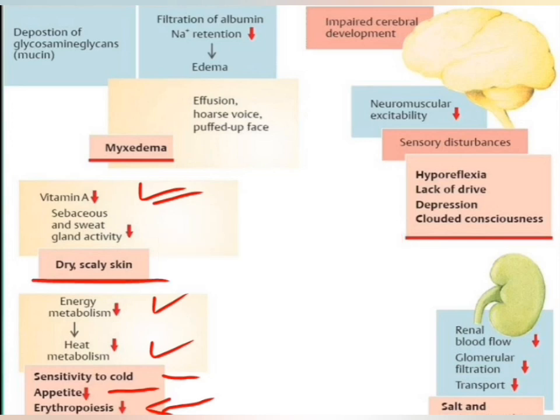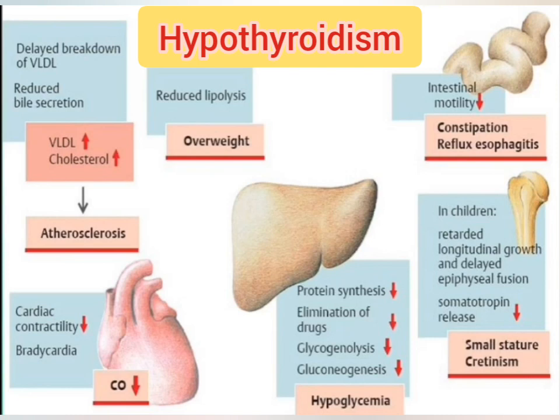dry and scaly skin. And due to this decreased metabolism, there is delayed breakdown of VLDL and reduced bile secretion, causing increased VLDL and cholesterol in the body, and reduced lipolysis causes overweight, and intestinal motility is also going to decrease due to decreased catecholamine effect on the musculature directly, causing constipation and reflex esophagitis. And in the children, we are going to see retarded longitudinal growth and delayed epiphyseal fusion.